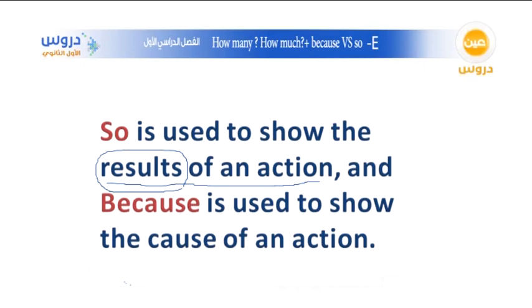And because is used to show the cause of an action. And make sure to notice this here, cause. So, this is the difference between these two, so and because. So is concentrating on the results of an action, whereas because is concentrating on the cause of an action, answering the question of why. Alright?